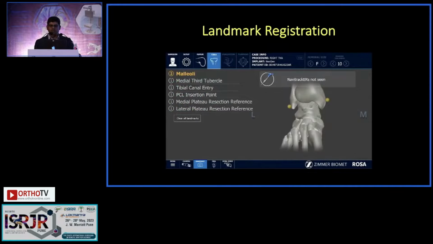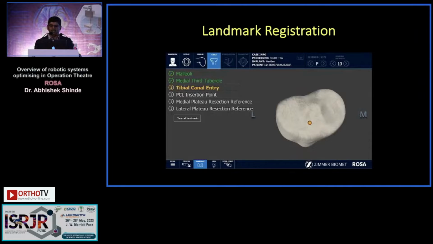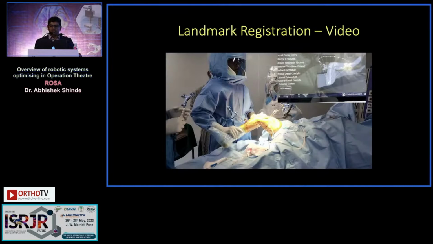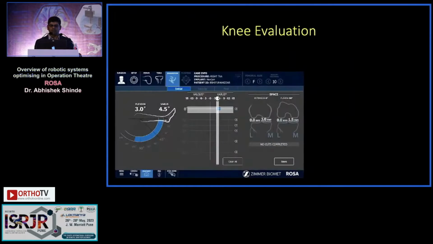For the tibia, to demonstrate both the malleoli, medial third of the tibial crest, tibial canal entry, PCL insertion, medial plateau resection, and lateral plateau resection. Lateral plateau has to be more in this. To get this, you have to give the anterior translation to get the landmark correct. This is the landmark registration, just a demonstration of the video.